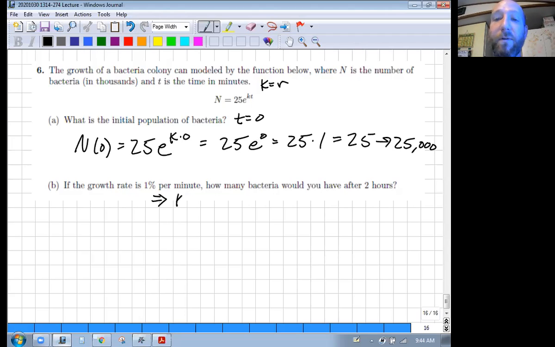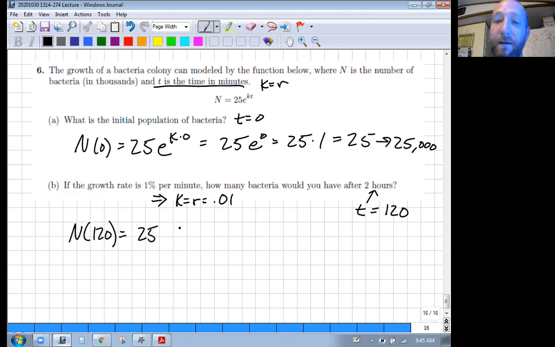The growth rate is 1% per minute. That means k or r, whatever you want to call it, is 0.01. How many bacteria would you have after 2 hours? T is the time in minutes, so at 2 hours, that would be 120. So N at 120 is 25e to the 0.01 times 120. N is actually a function of k or r and t. It's a function of two variables, right?